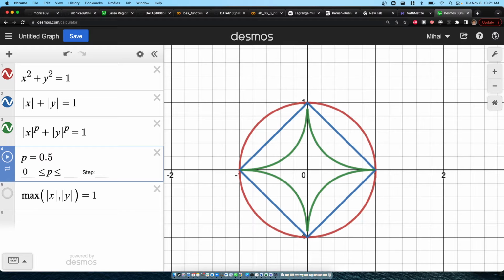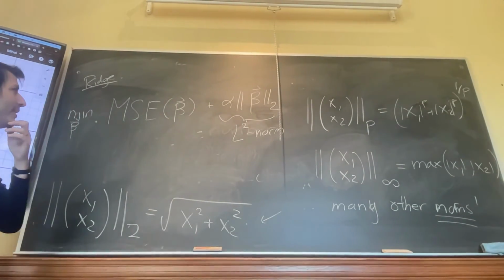We saw already that ridge regression was this equation. You take the mean squared error, which depends on beta, and then you add on some constant times beta 1 squared plus beta 2 squared. That was actually the L2 norm of the vector beta. Here beta is a vector, and we were doing the L2 norm, and we minimized over beta. This is ridge regression, and this is the L2 norm. So I think a better name for ridge regression is actually L2 regularization.